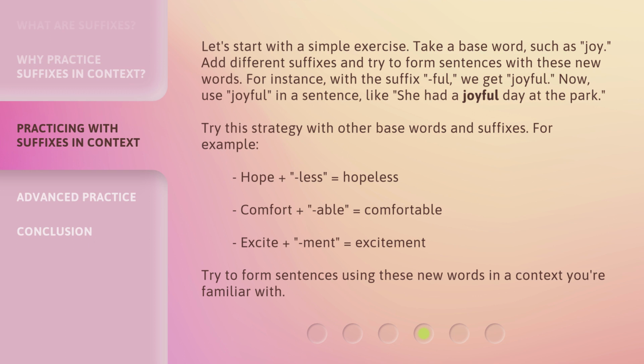For example, hope plus less equals hopeless. Comfort plus able equals comfortable. Excite plus meant equals excitement. Try to form sentences using these new words in a context you're familiar with.